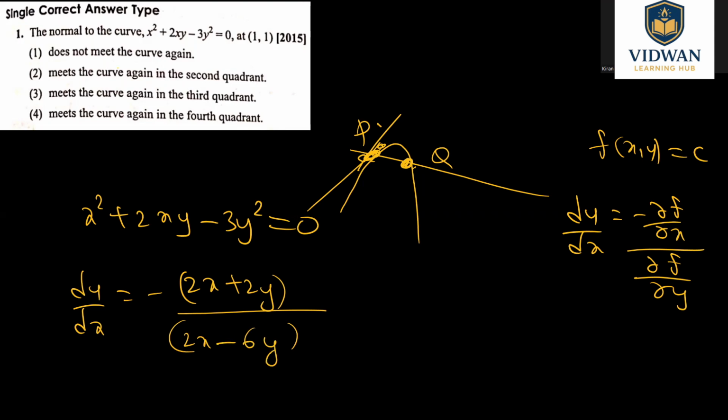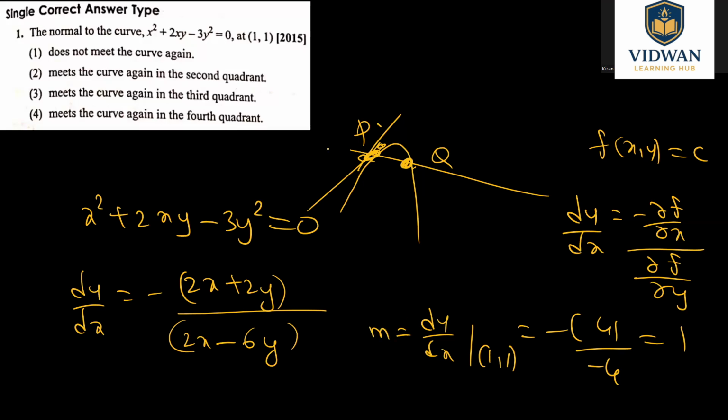So once you got this, they're asking at 1, 1. So what is the derivative at 1, 1? You have to find out. So then put x and y as 1 in this. Then this will give you minus 4 by minus 4, putting x and y both as 1. So this will become plus 1. By putting x equal to 1 and y equal to 1, numerator is minus 4, denominator is also minus 4. So you'll get plus 1. This is the tangent slope.